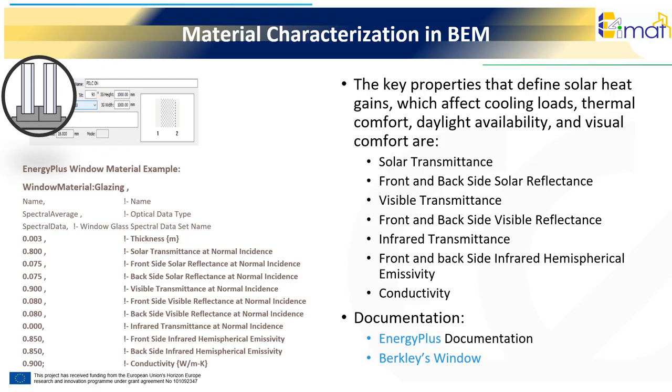Front and backside infrared hemispherical emissivity describes how effectively the surface emits long-wave infrared radiation compared to an ideal black body at the same temperature. Its value ranges from 0 to 1, where 1 represents a perfect emitter, and 0 represents a surface that emits almost no infrared radiation. Unlike directional emissivity, hemispherical emissivity considers radiation emitted in all directions over a hemisphere.